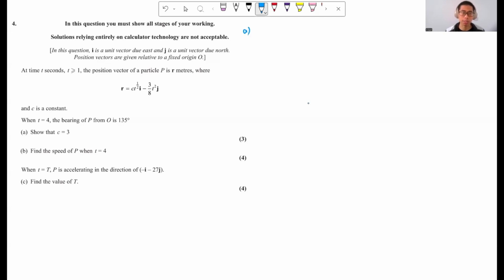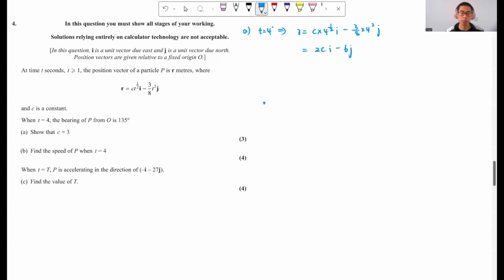If they're talking about the position, we just have to use the position vector straight away. So first step, we let t equal 4 and substitute in. So r is equal to c times 4 to the power 1/2 i minus 3/8 times 4 squared j. Put in the calculator, 4 to the power half is 2, so that would be 2ci, and then minus 3/8 times 16 is 6. So 2ci minus 6j is the position of the particle at t equal to 4 seconds. And then they tell us at that instant, the bearing of P from O is 135.